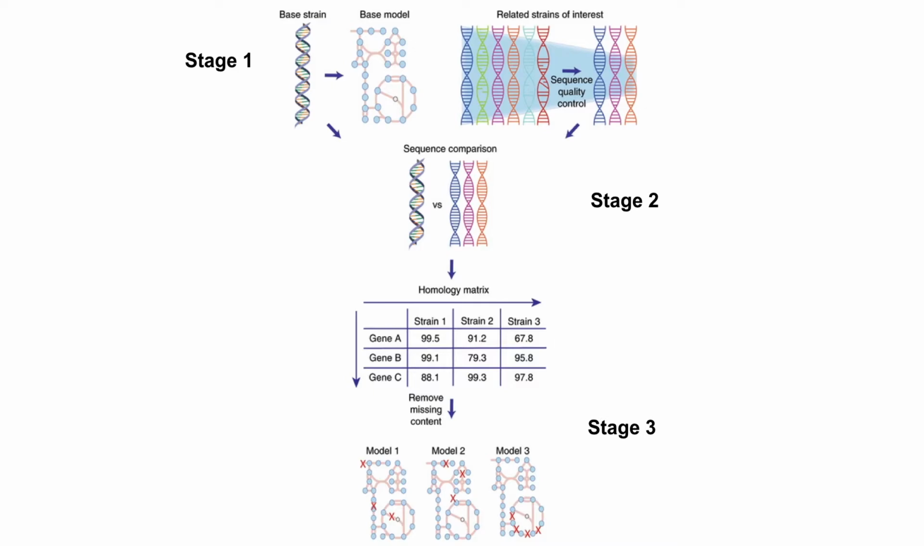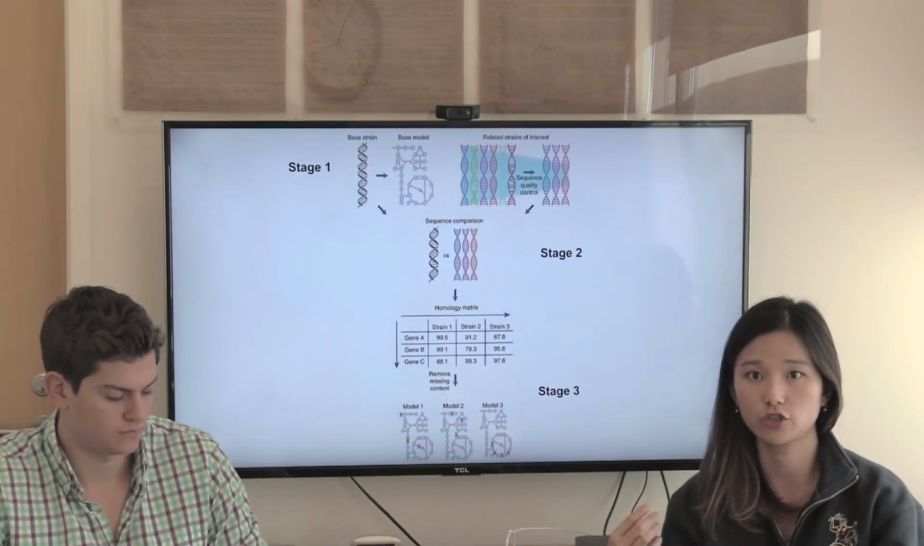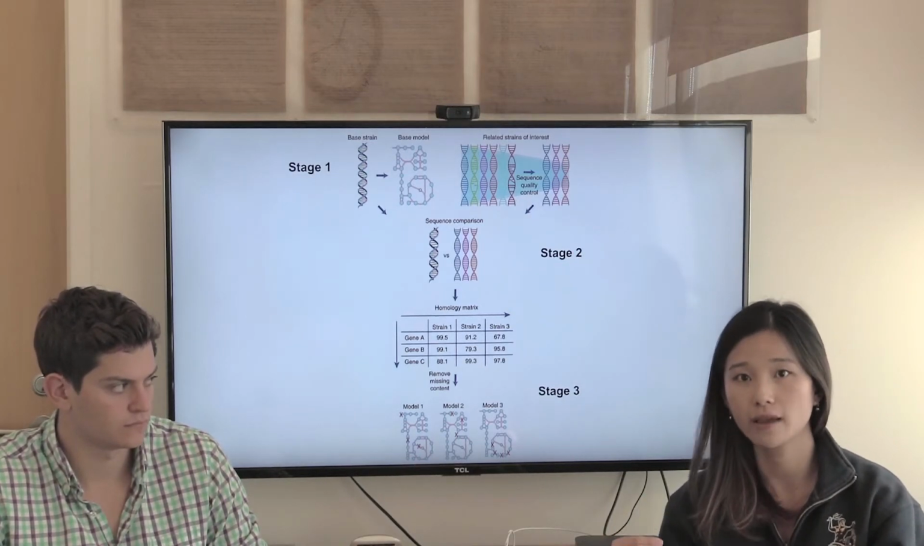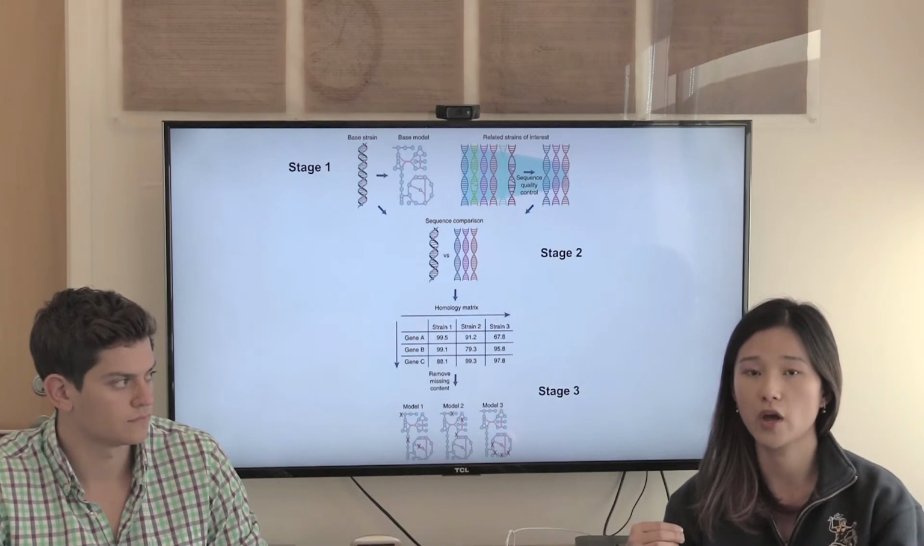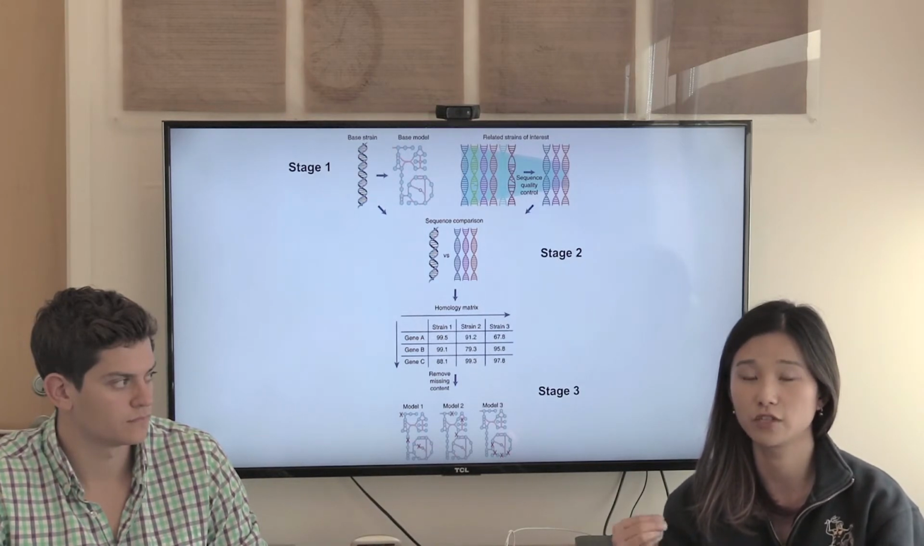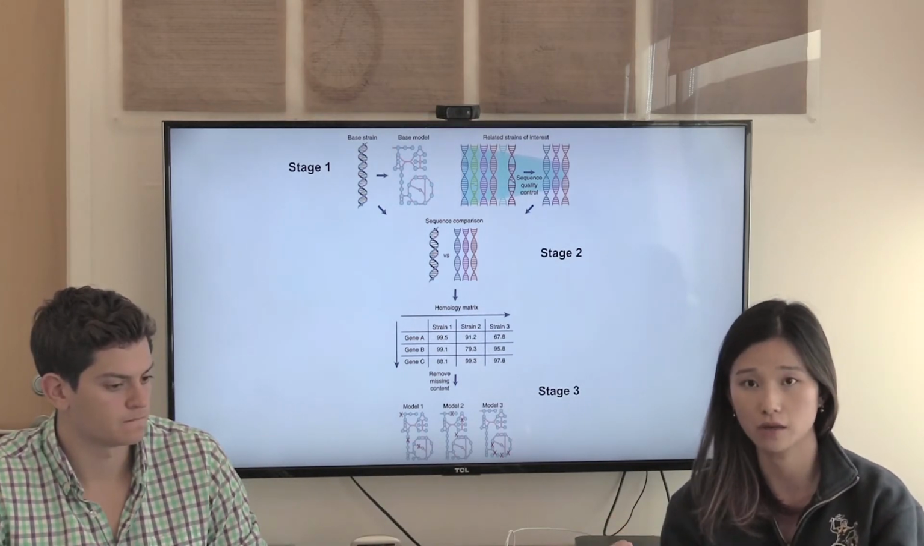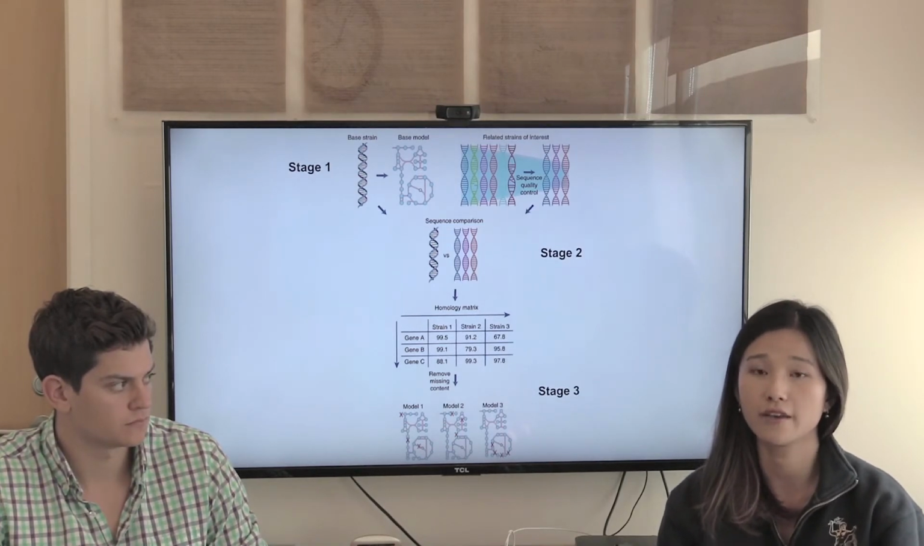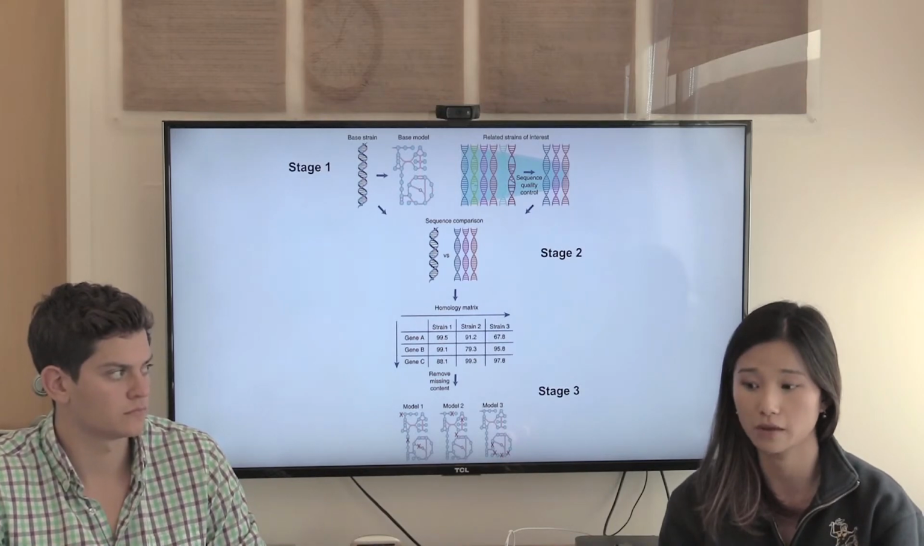Stage 3 would involve creating and functionally validating the draft strain-specific models. The creation of the draft models would involve using the output from stage 2, where you can identify which genes are missing from each strain, and you can delete the corresponding genes and reactions from the reference strain to create that strain-specific model. It's also important to update the gene-reaction-protein information within the strain-specific model.